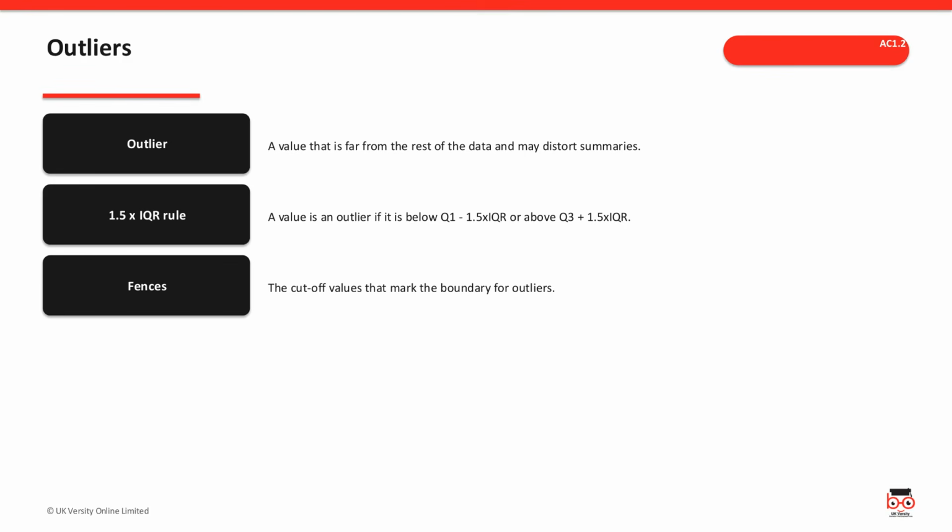An outlier is a value sitting far out from the rest, and it can quietly distort your summaries. The standard way to flag one is the 1.5 times interquartile range rule. Anything below Q1 minus 1.5 times the interquartile range, or above Q3 plus that same amount, counts as an outlier. Those two cutoff values even have a name: the fences.